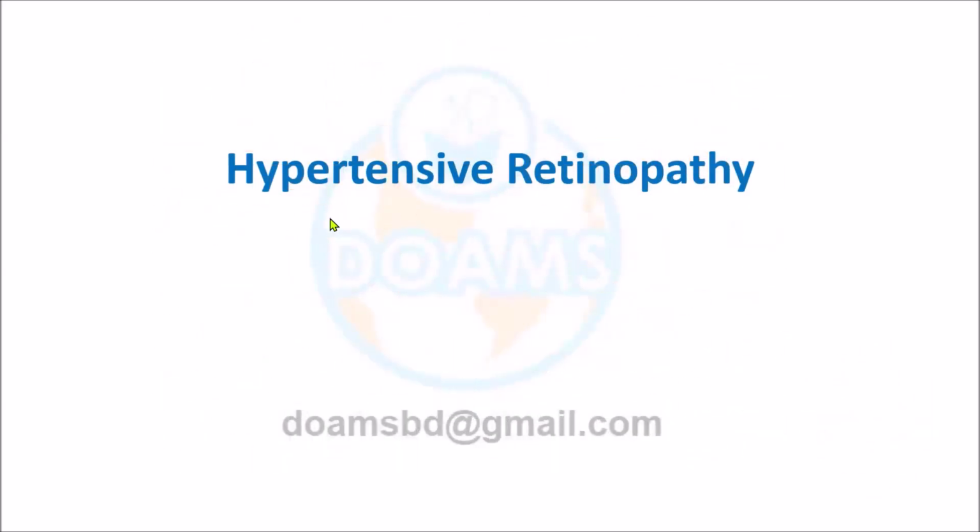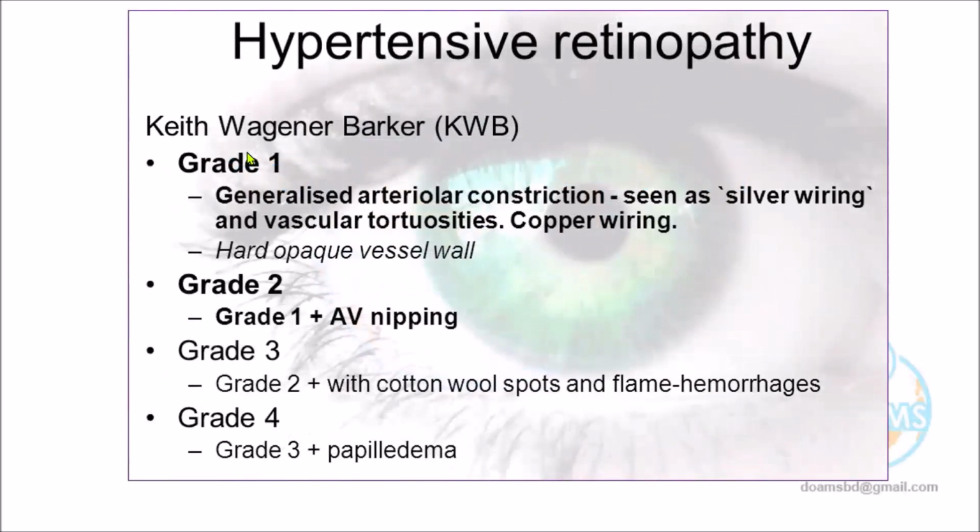Now a very common disease, hypertensive retinopathy. Just to remember, there are four grades: grade 1, grade 2, grade 3, grade 4. Grade 4 means the additional features including 1, 2, 3 all together. It is not that there is a different appearance. Grade 1 plus this feature is grade 2, like this.